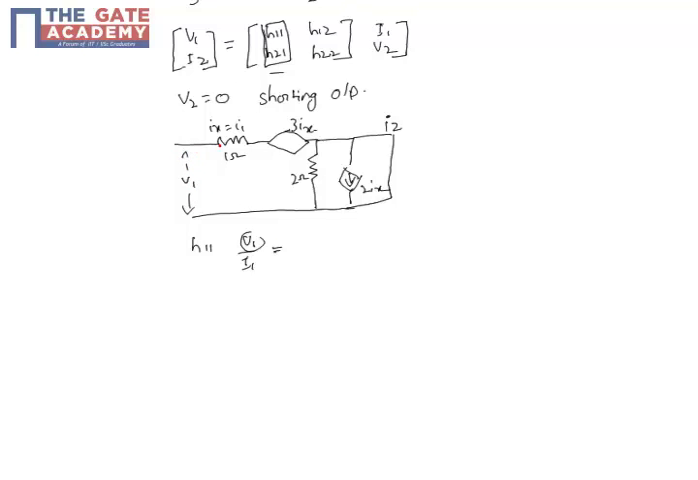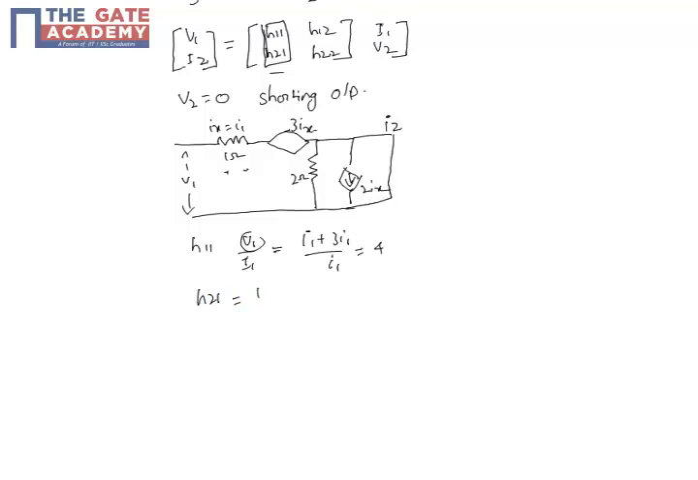So V1 will be equal to, since I is equal to I1, okay, so it will be I1 plus 3 IX, which is again I1, and then we have a short here, which means 0 volt. So I1 plus 3 I1 divided by I1 is again I1, right? So it will be 4.